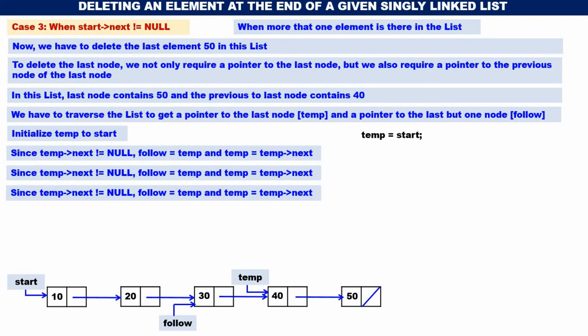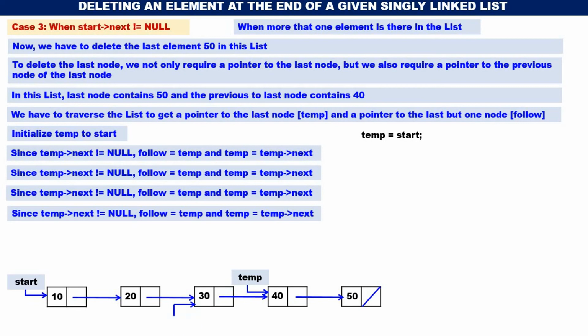Yes. Now temp is containing the address of the node 40. Temp of next, is it equal to null? No, temp of next is not equal to null because temp of next is containing the address of the node 50. Yes, since temp of next is not equal to null, follow is equal to temp and temp is equal to temp of next. Yes, follow will come to temp and temp is equal to temp of next.